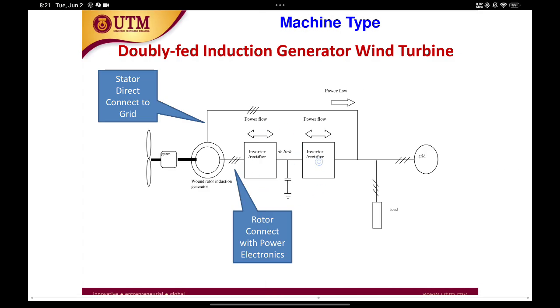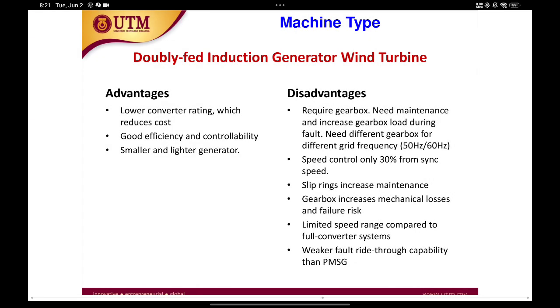So this converter is usually much smaller, around 30% only. Smaller converter rating means smaller cost, so good efficiency and controllability, like I said before. Small and light generator, because you don't have permanent magnet, so it is much lighter. There is a disadvantage, it also requires a gearbox, needs maintenance, because it cannot fully control the speed, only 30%.